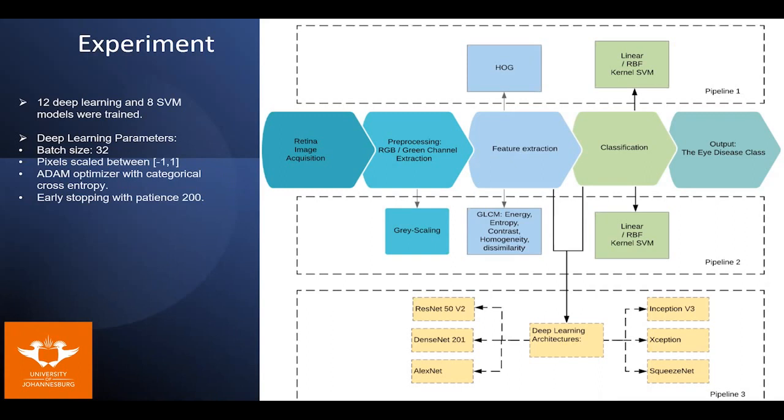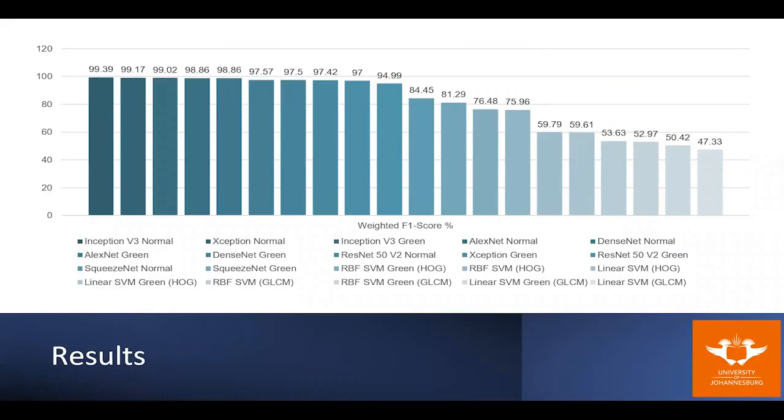The deep learning parameters of interest are a batch size of 32, pixel values of scale between -1 and 1. The Adam optimizer with categorical cross-entropy loss was used for training, and early stopping with a patience of 200 was used. The Inception V3 normal model achieved the best performance with a weighted F1 score of 99.39%. The SqueezeNet Green was the worst performing deep learning model with a weighted F1 score of 81.29%.